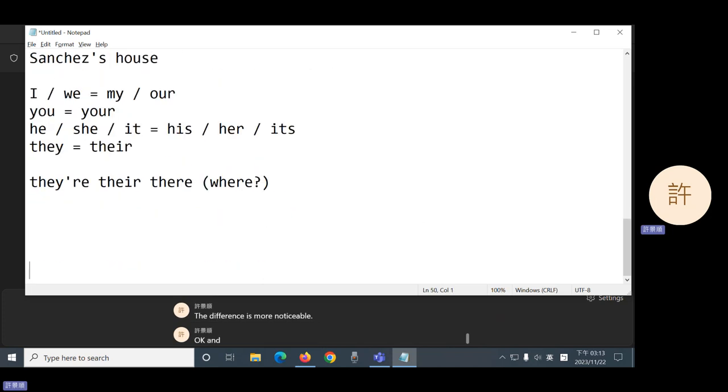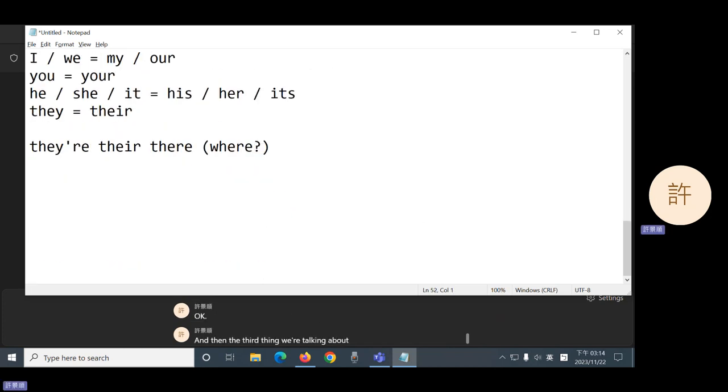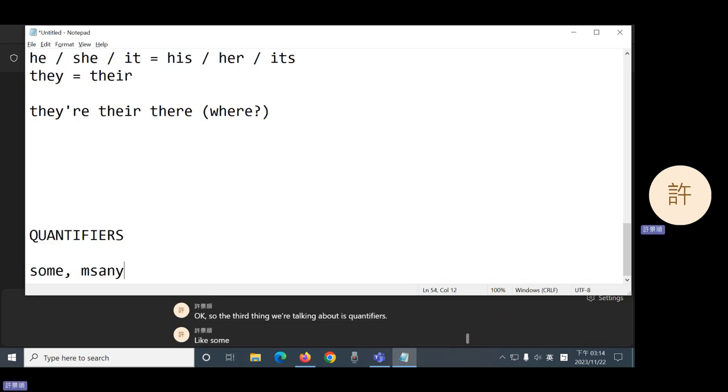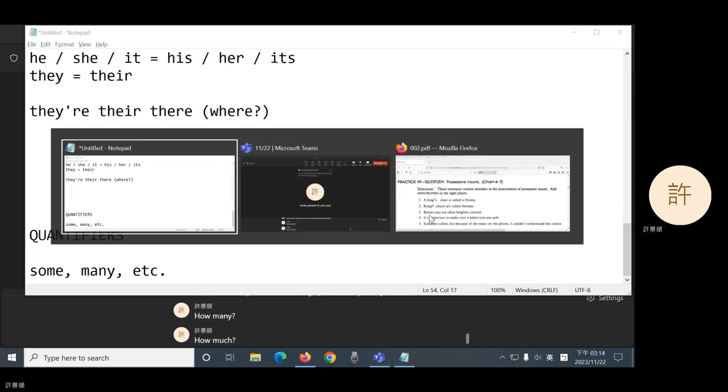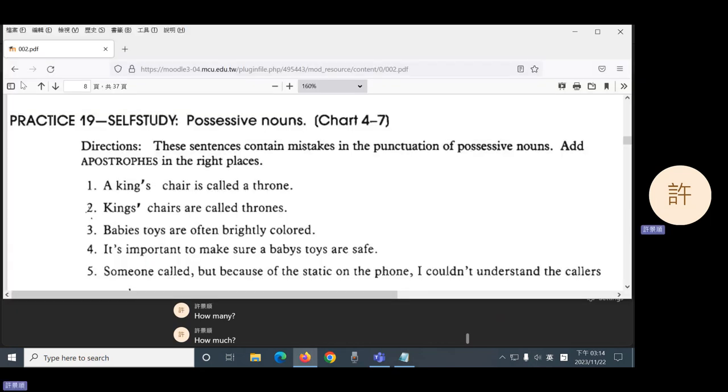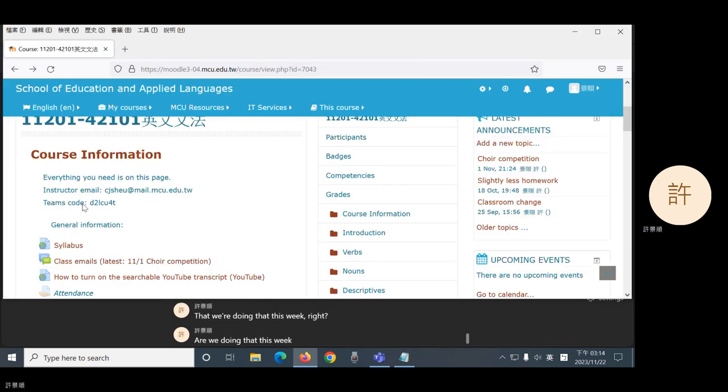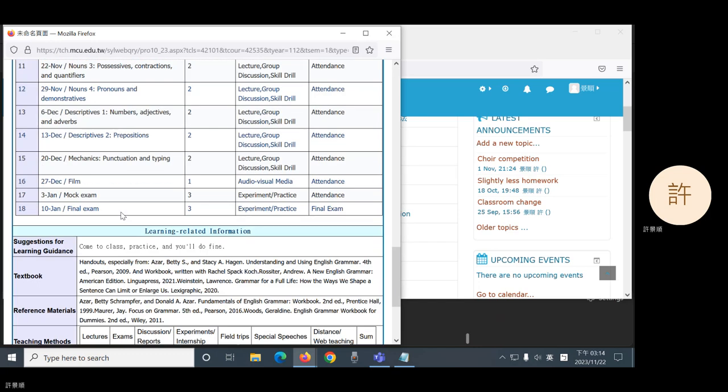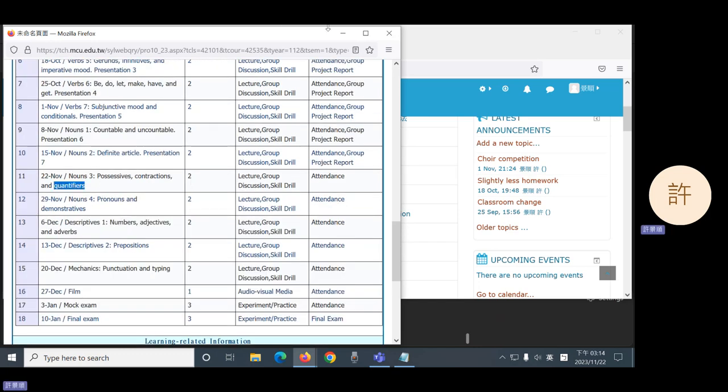Okay, and then the third thing we're talking about, actually, no, let's do some practice. No, let's finish. Okay, so the third thing we're talking about is quantifiers. Like some, many, this kind of thing. Quantifiers. Quantity, how many, how much? We're doing that this week, right? Yes, quantifiers. Okay, so we're doing this.